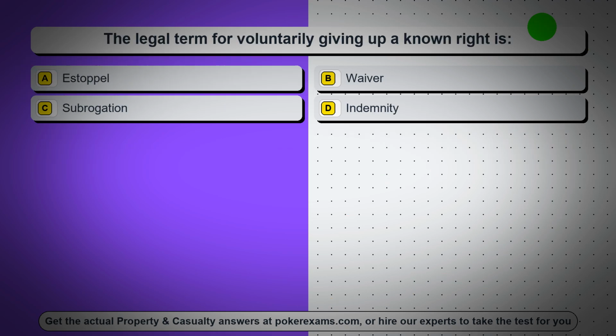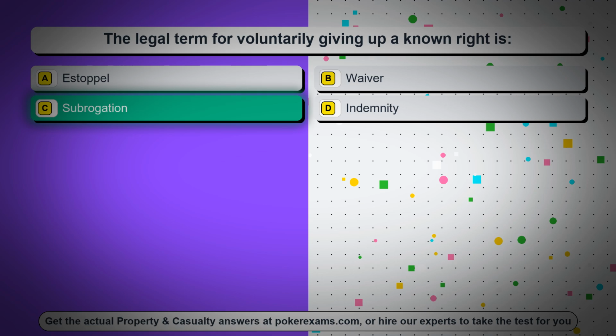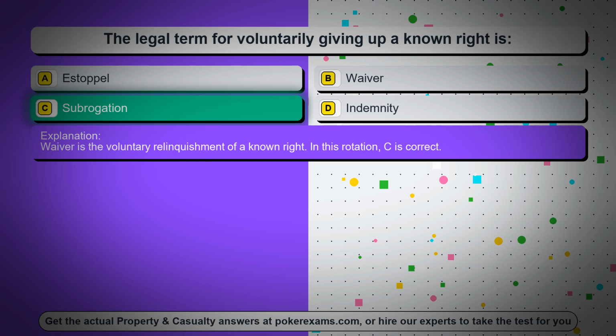Question 42. The legal term for voluntarily giving up a known right is Option A, estoppel. Option B, waiver. Option C, subrogation. Option D, indemnity. The correct answer is Option C. Subrogation. Waiver is the voluntary relinquishment of a known right. In this rotation, C is correct.